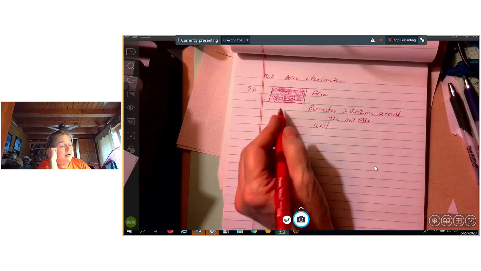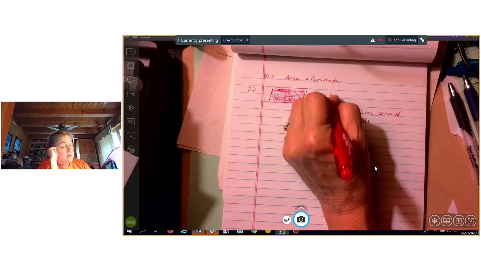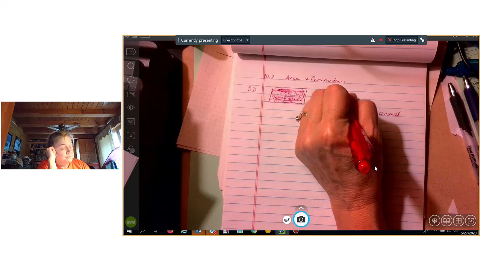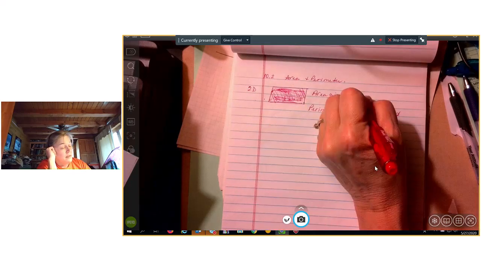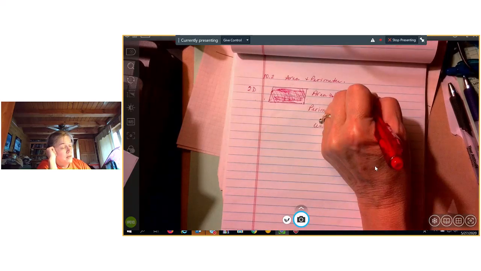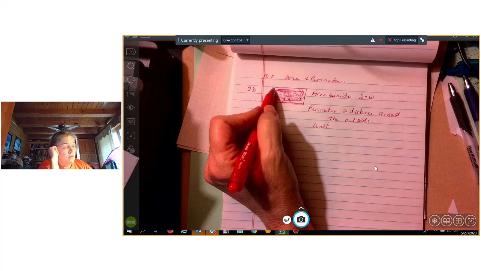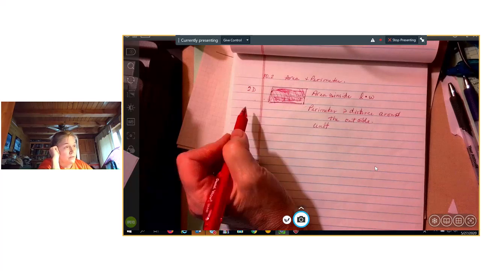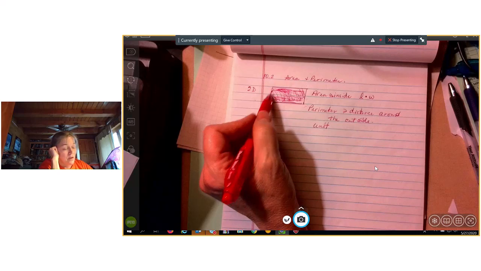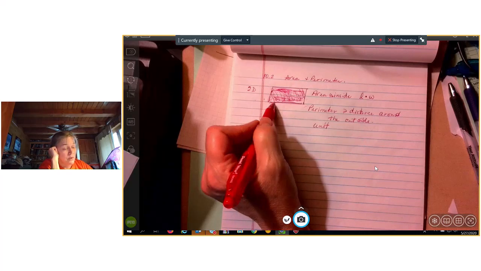Now remember, the area is going to be the inside, and I usually find it by doing the length times the width. And it doesn't matter which side I call the length and which side I call the width. Generally we call the length the longest side, but it never matters. As long as one is the length and one's the width, we're okay.